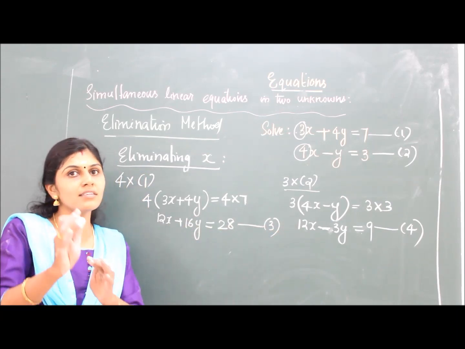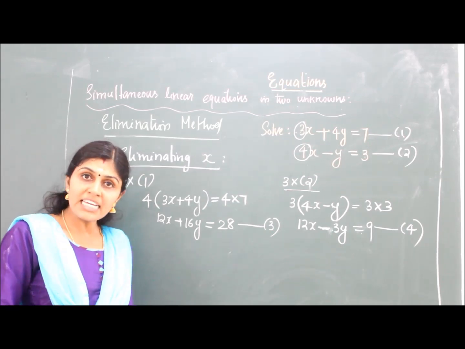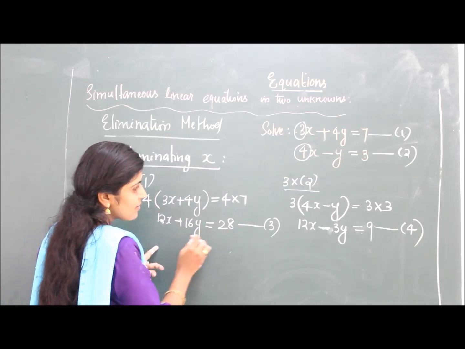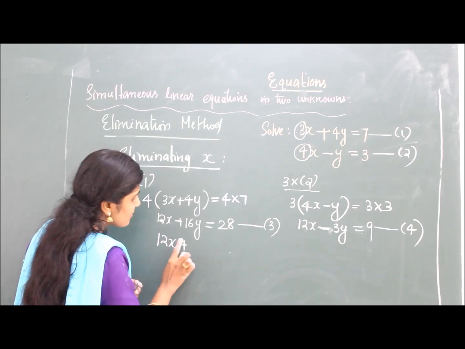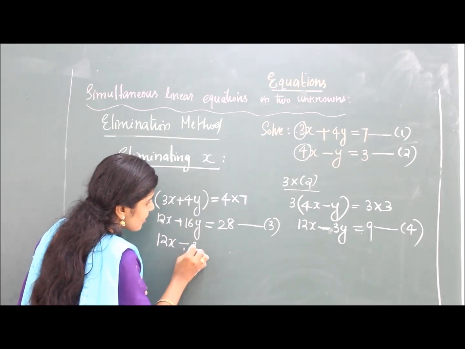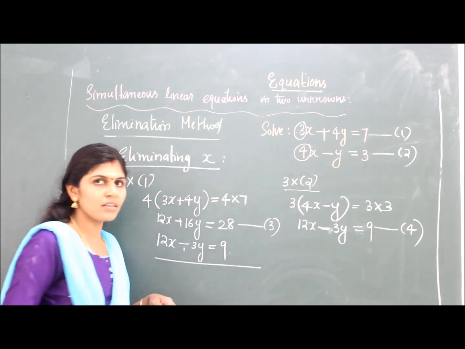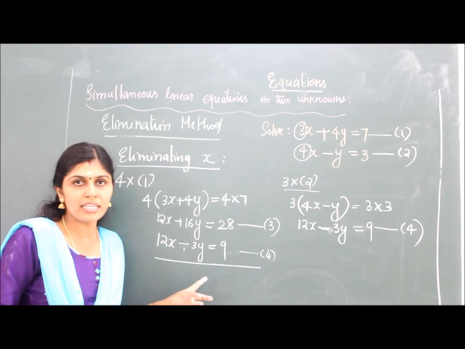So now it is easy for you to eliminate them. Okay. Now for eliminating them, first I am going to write them together. Like 12x plus 16y is equal to 28. The second equation, the fourth equation is 12x minus 3y is equal to 9. I am going to write like this. Okay, so this is our fourth equation and I have written both together.